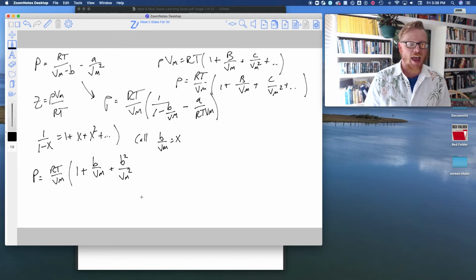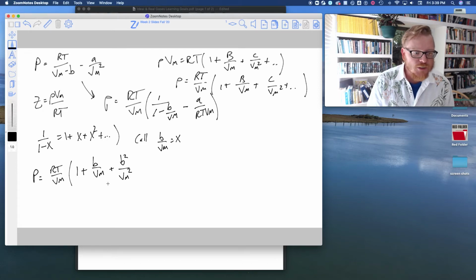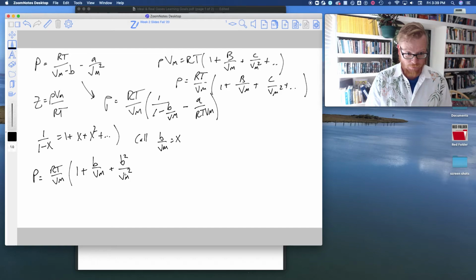And I'm going to cut it off there. I'm not going to add any more expansion terms, and the reason why is because I can see here that I just cut it off at the square right here. But now remember, these three terms, 1 plus b over Vm plus b squared over Vm squared, I got that from right here.